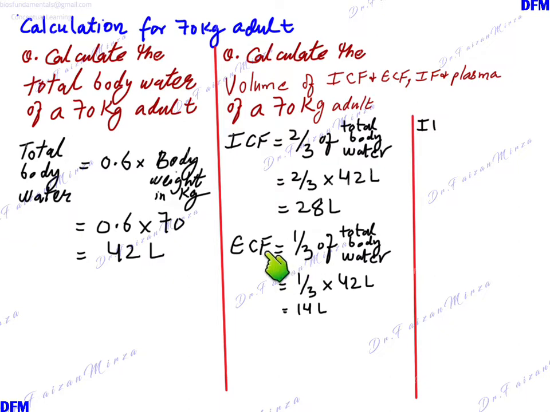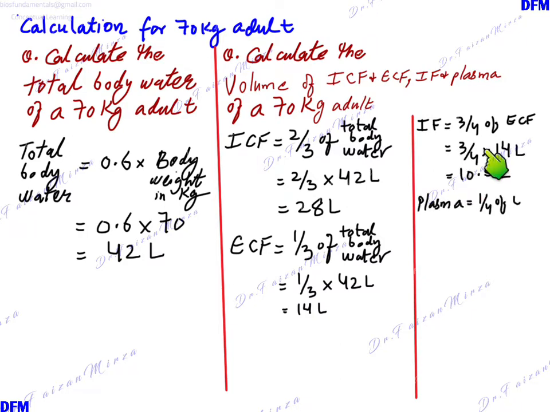We know that ECF is further divided into interstitial fluid and plasma. Using the value of 14 liters, we can calculate how much water is in the IF and the plasma. 3/4 of ECF is interstitial fluid, so 14 liters multiplied by 3/4 gives 10.5 liters. Plasma is 1/4 of ECF, so 1/4 multiplied by 14 liters, the volume of ECF, gives 3.5 liters.